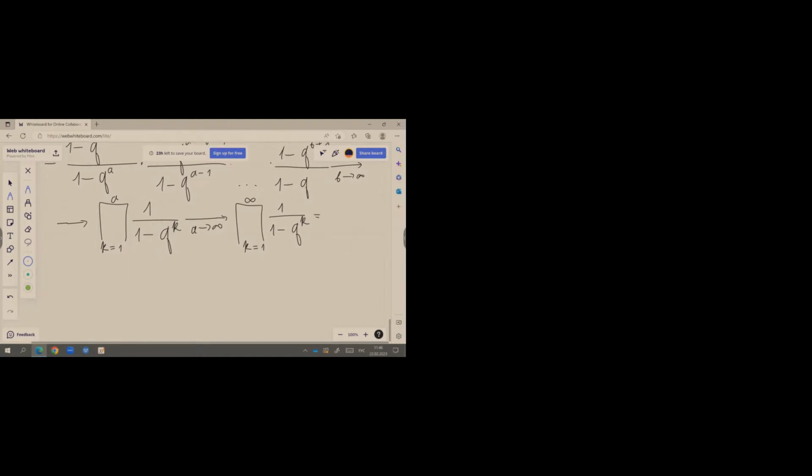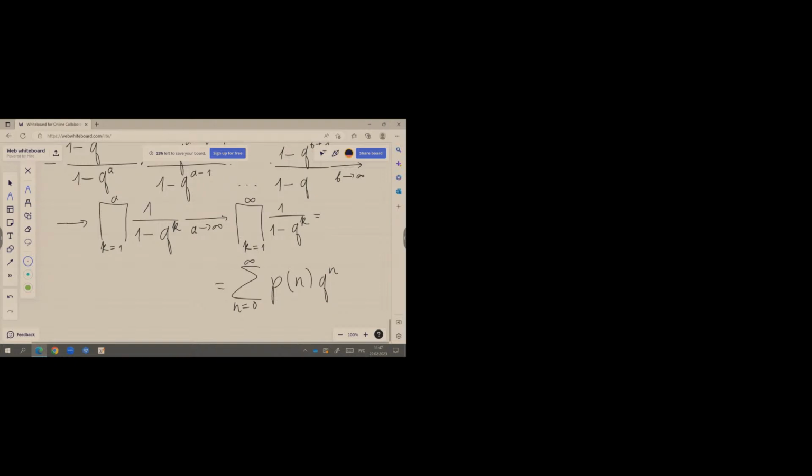So it is about the number of partitions. This generating function is some power series of q, and the coefficients in this power series are exactly the number of partitions with the given area.